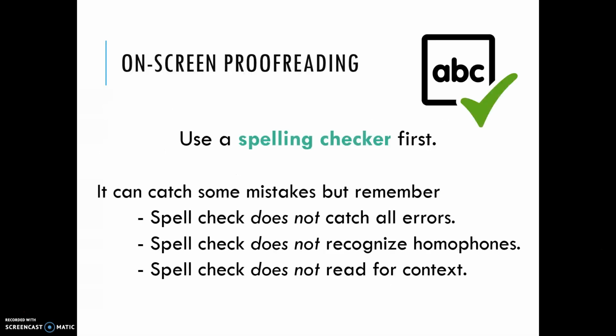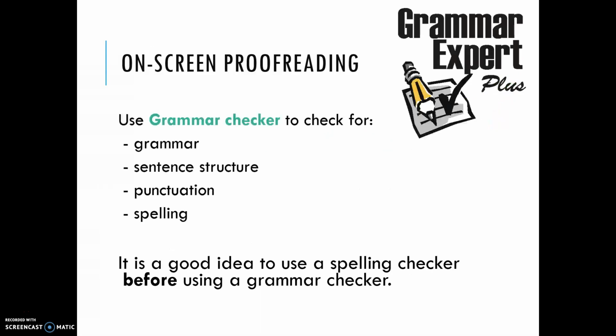On-screen proofreading. Use a spelling checker first. It can catch some mistakes, but remember, spell check does not catch all errors. Spell check does not recognize homophones, and spell check does not read for context. Use Grammar Checker to check for grammar, sentence structure, punctuation, and spelling. It is a good idea to use a spelling checker before you use a grammar checker.